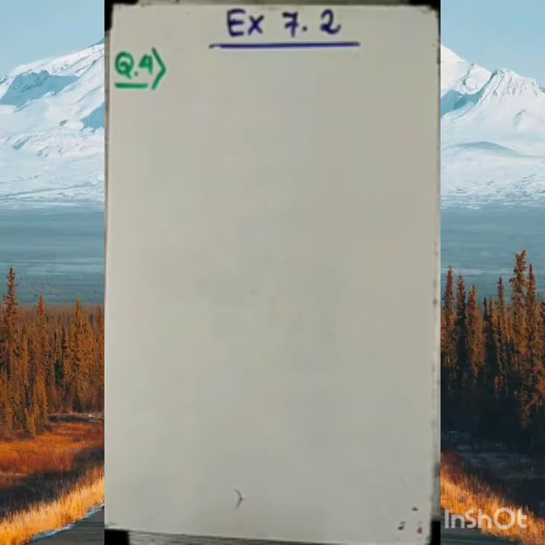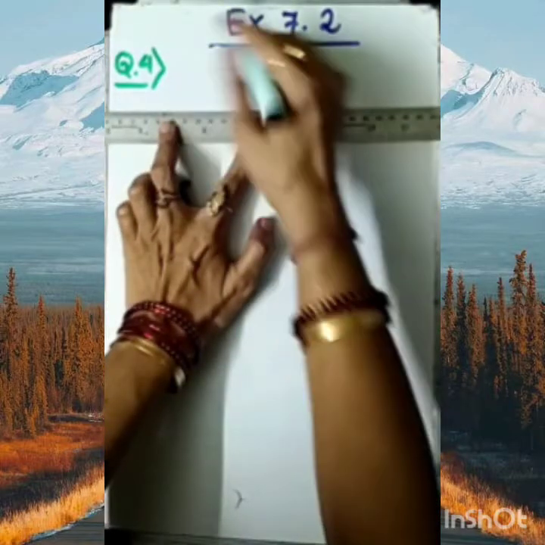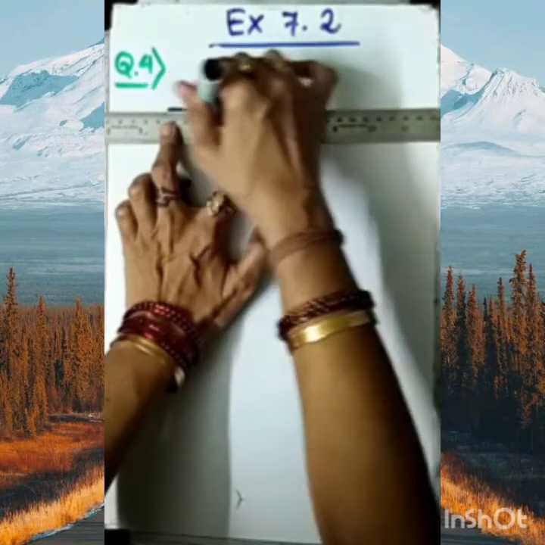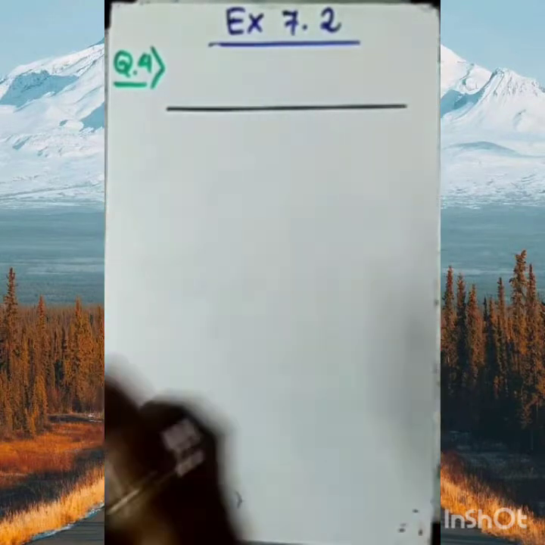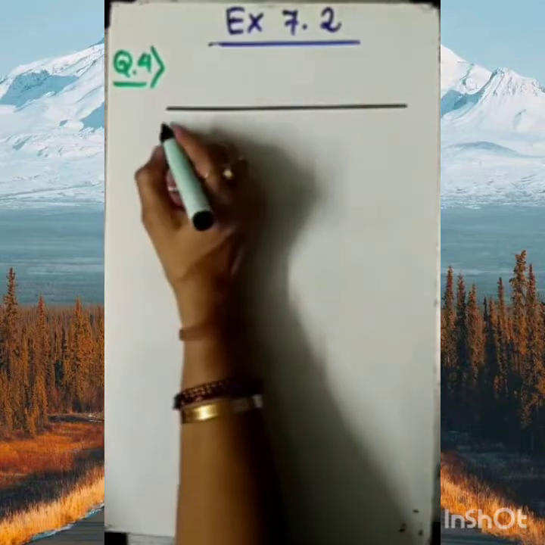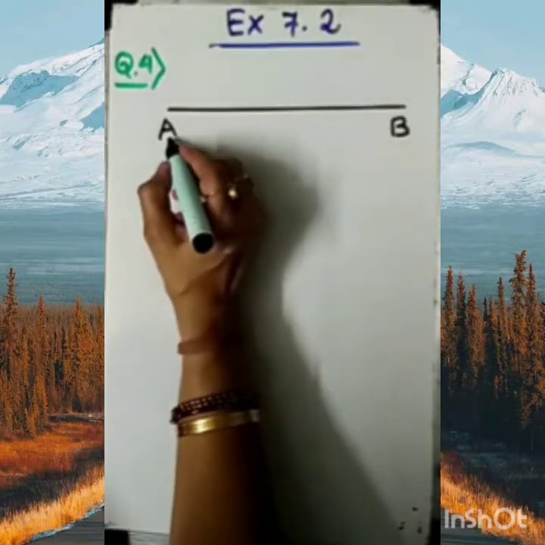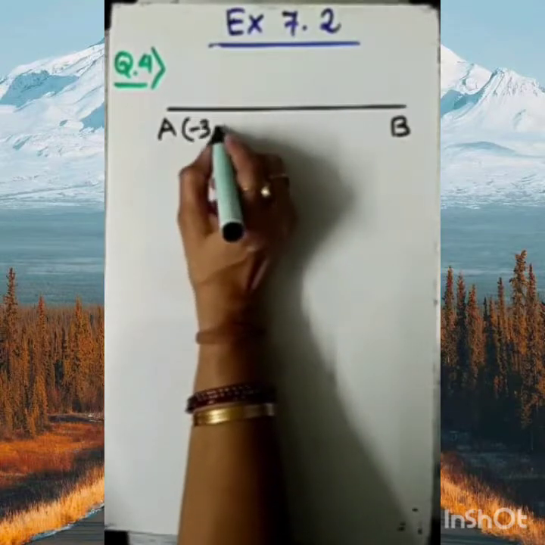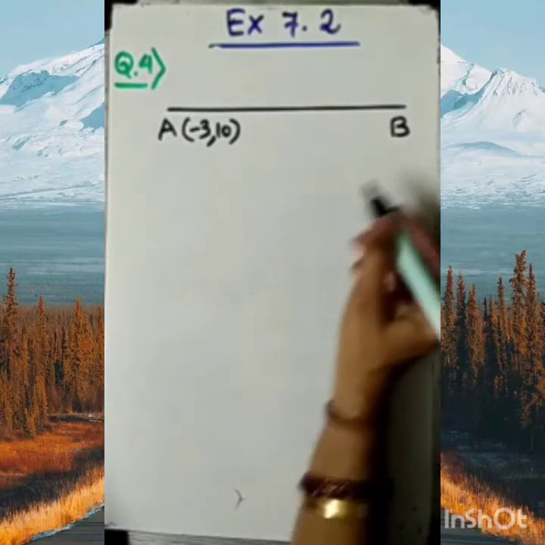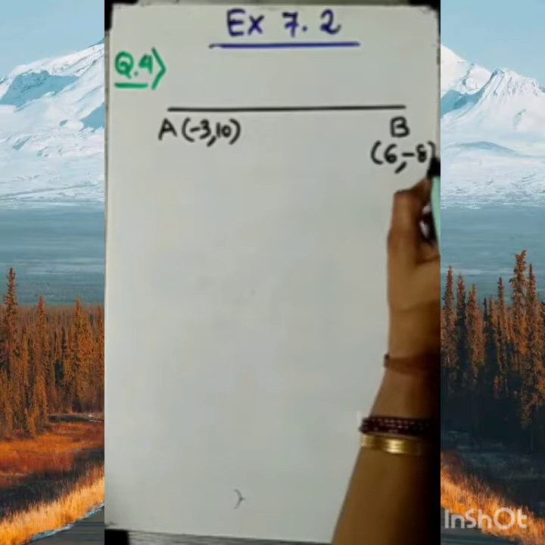So first of all I request you to draw one straight line. Let's start the solution, as we want to find the ratio. In that line the coordinates of the points are given. Let me choose this point A and this point as B. The coordinate of A will be (-3, 10) according to the given detail, and the coordinate of B point I am mentioning here (6, -8).